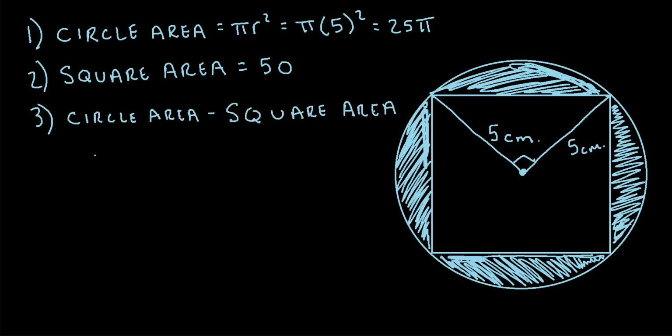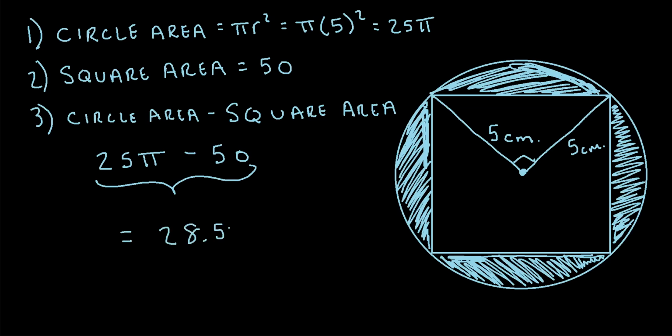So the area of the circle we said is 25 pi. And we're going to subtract the area of the square, which is 50. If you punch this into a calculator, you get about 28.54. And remember, the units are centimeters. We'll say centimeters squared, since we're talking about area. So the area of this shaded region is 28.54 centimeters squared.